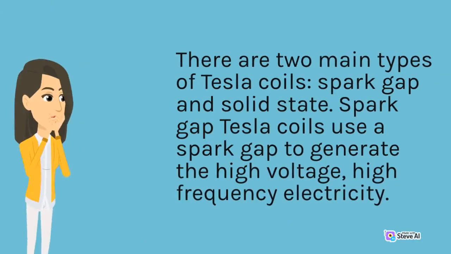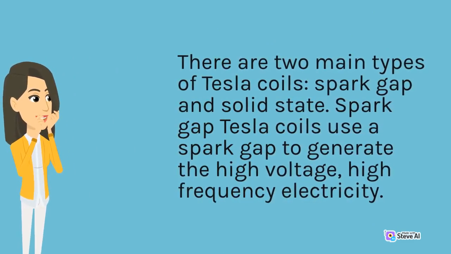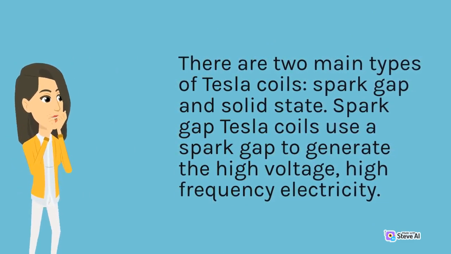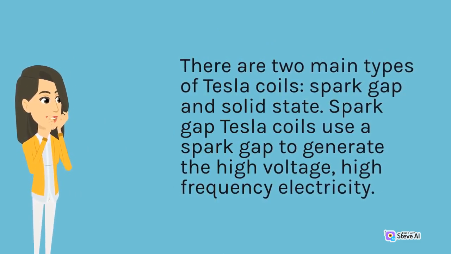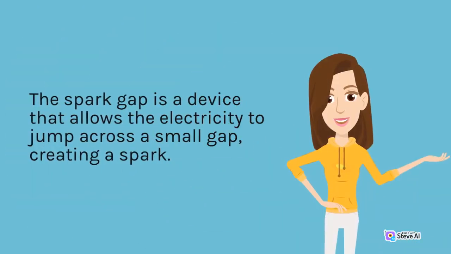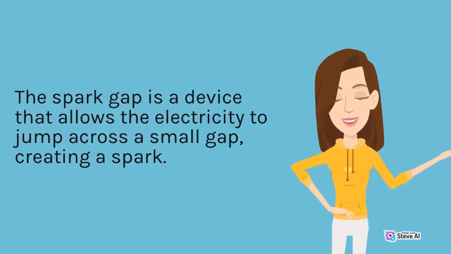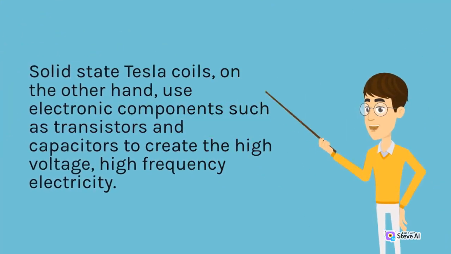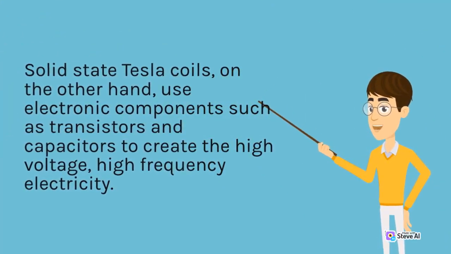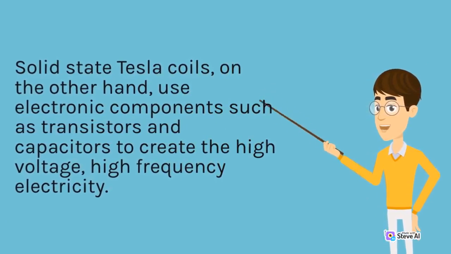There are two main types of Tesla coils, spark gap and solid state. Spark gap Tesla coils use a spark gap to generate the high-voltage, high-frequency electricity. The spark gap is a device that allows the electricity to jump across a small gap, creating a spark. Solid-state Tesla coils, on the other hand, use electronic components such as transistors and capacitors to create the high-voltage, high-frequency electricity.